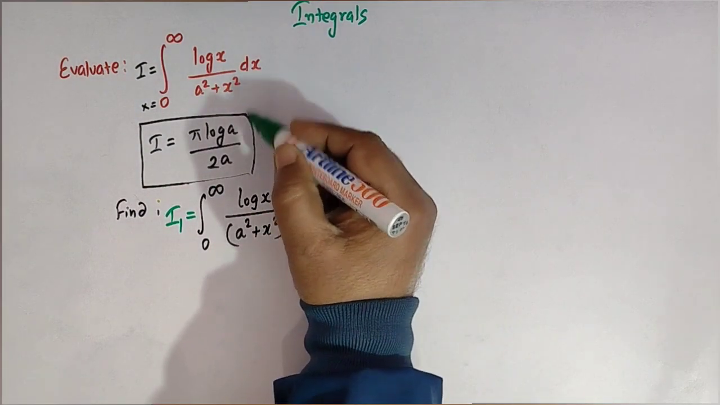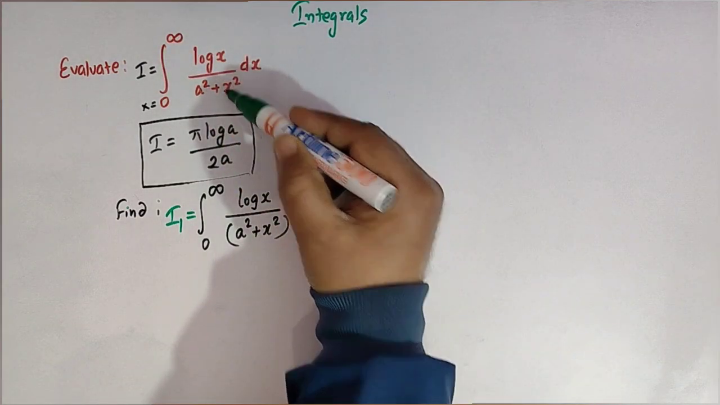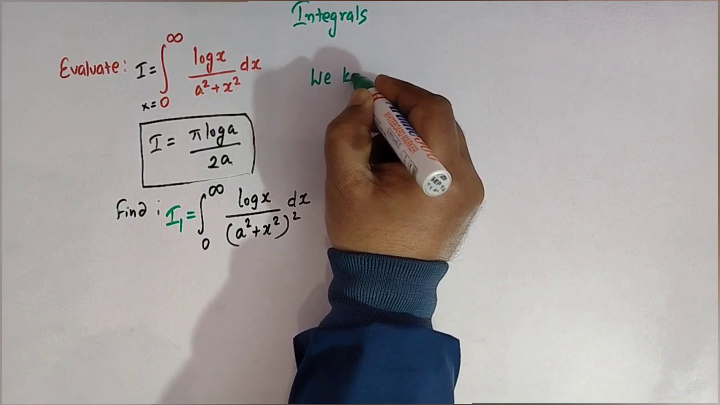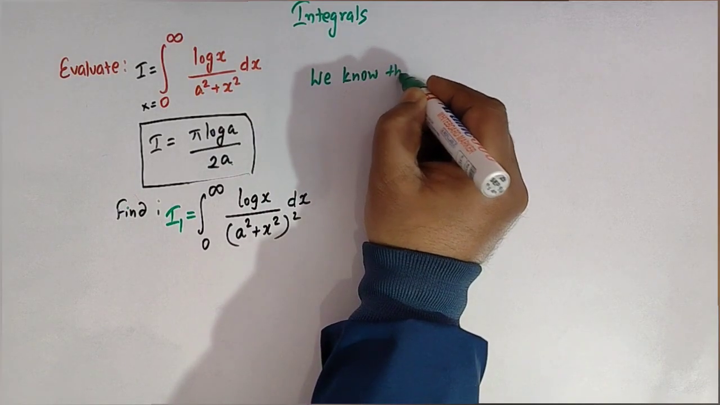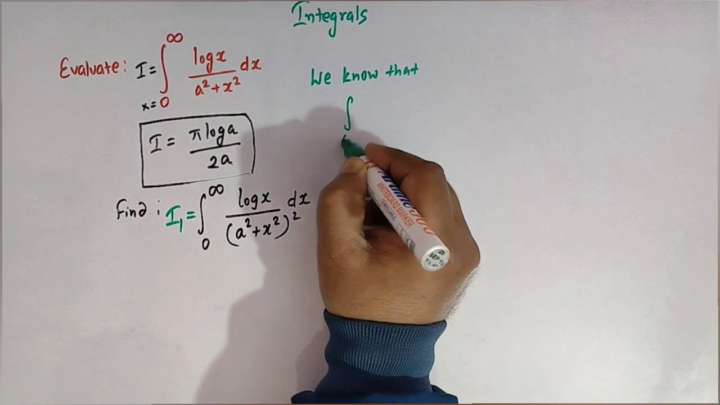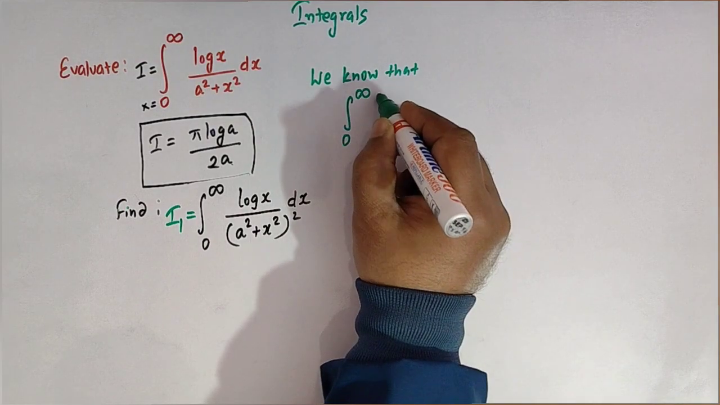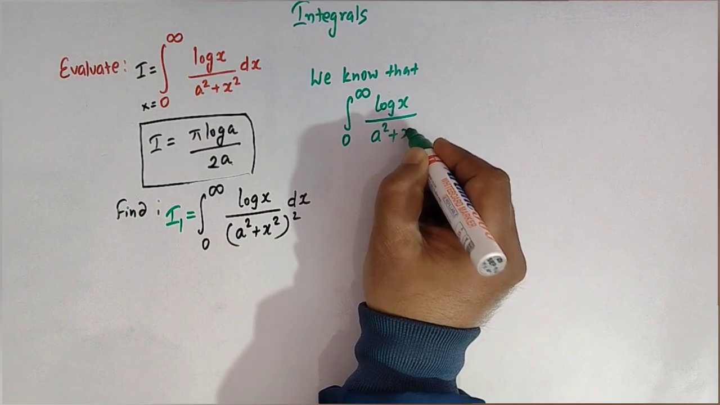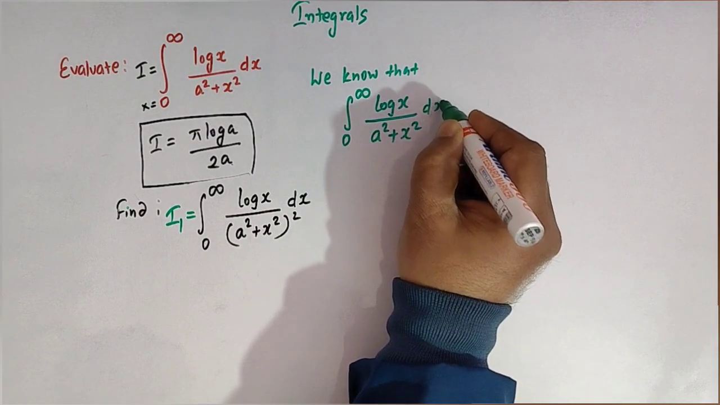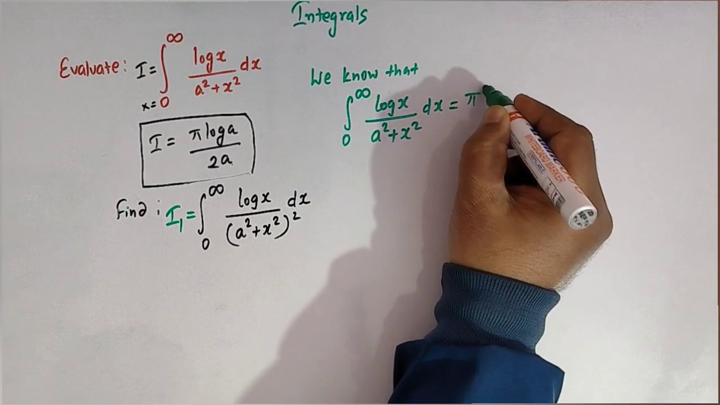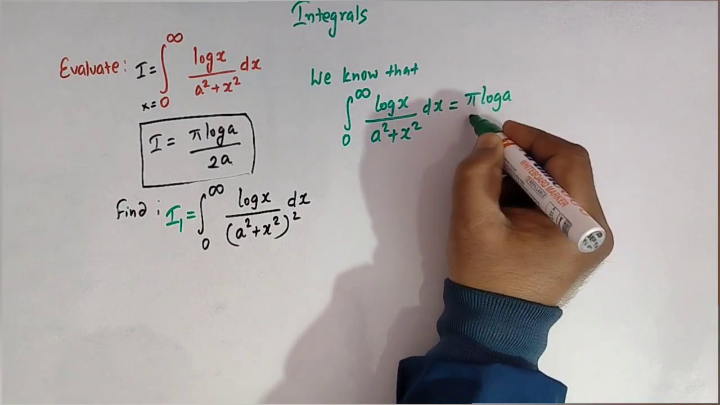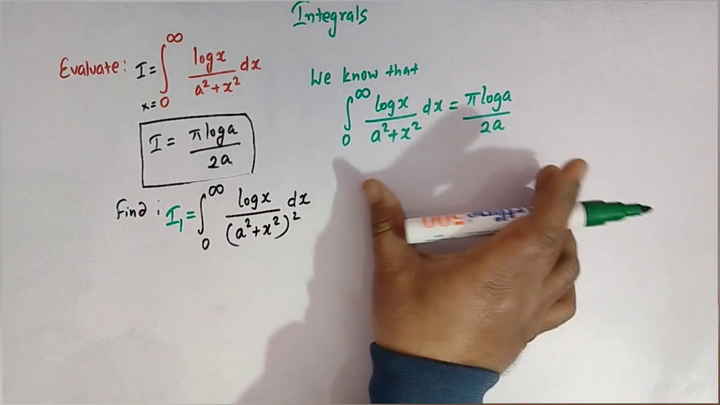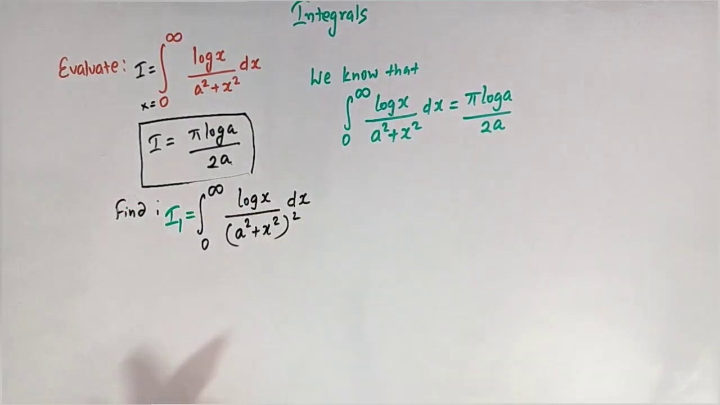So here, let us equate this integral to this expression, right? So it means we know that the value of the integral from 0 to infinity of log x over a square plus x square dx is equal to pi log a divided by 2a, right? So we have just derived this result.